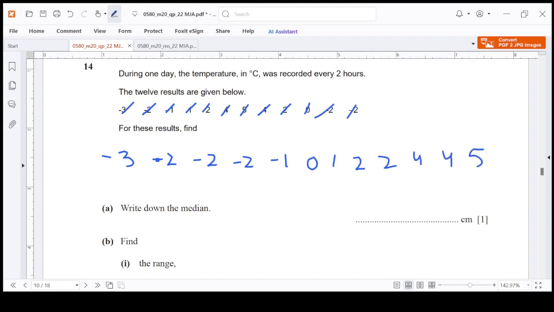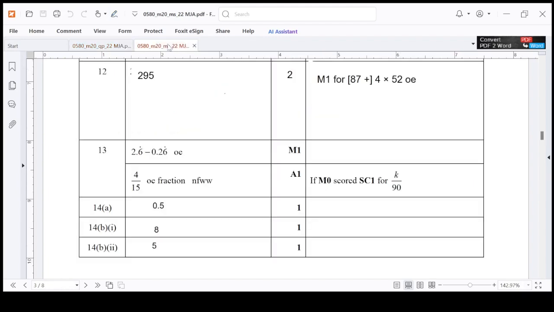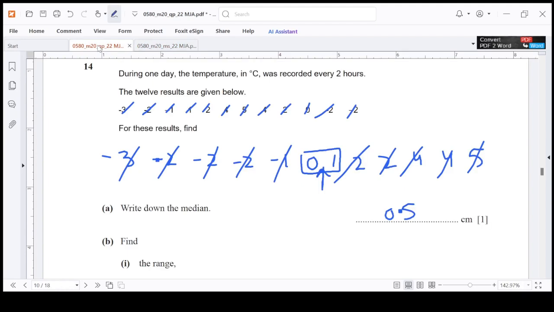Okay. Now we have to find the value in the middle. So if I cut this and this, this and this, this and this, this and this, this and this, I'm getting two values in the middle, in fact: 0 and 1. And then the median is going to be the value in between 0 and 1, which is 0.5. So the median needs to be 0.5, which is correct.